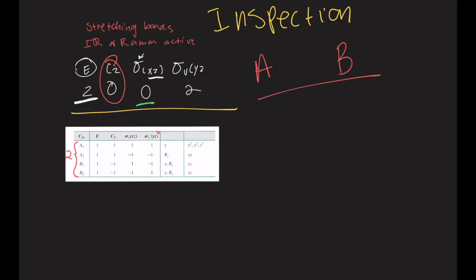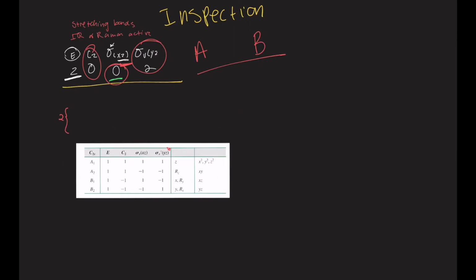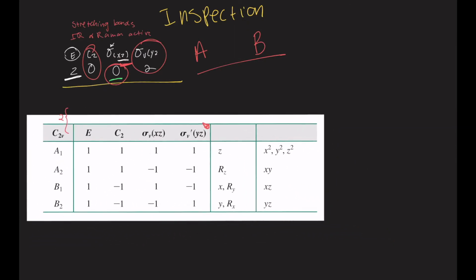Now, through the XC, we have 0 unmoved, and through the YC, we have 2. We look at our character table right here.